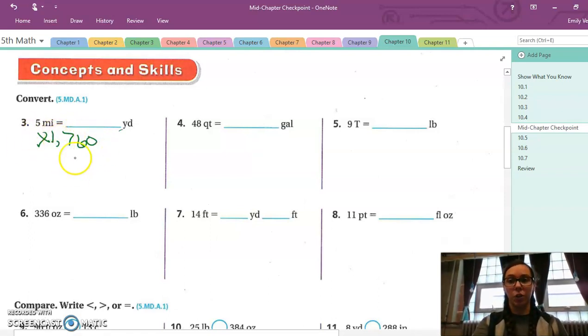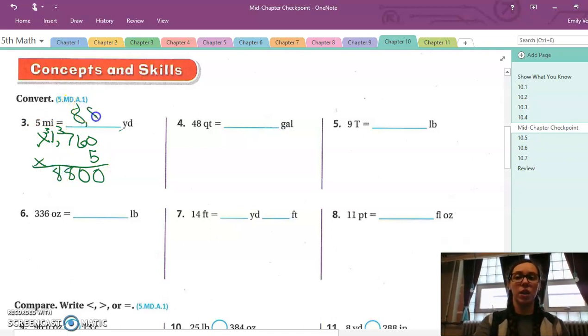Go ahead and just work underneath each of these problems, so that you don't have to get another piece of paper unless you really have to. Okay, so I'm going to just put my 5 down here, and we're going to multiply. 5 times 0 is 0. 5 times 6 is 30. Carry up your 3. 5 times 7 is 35, plus 3 more, 38. Carry your 3 again. 5 times 1 is 5, plus 3 is 8. So there's 8,800 yards in 5 miles.